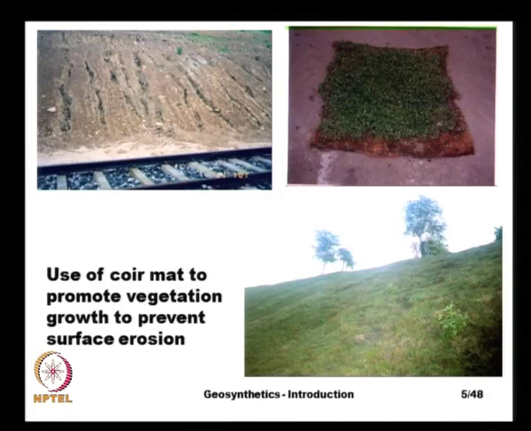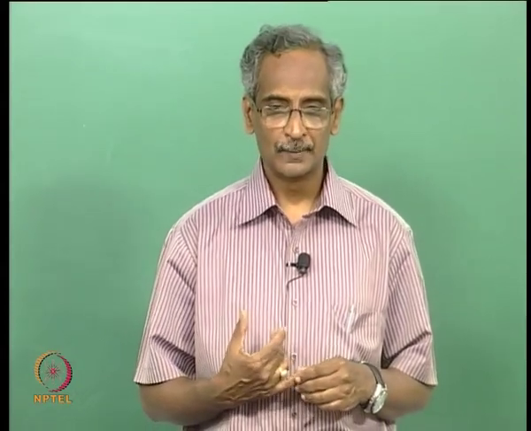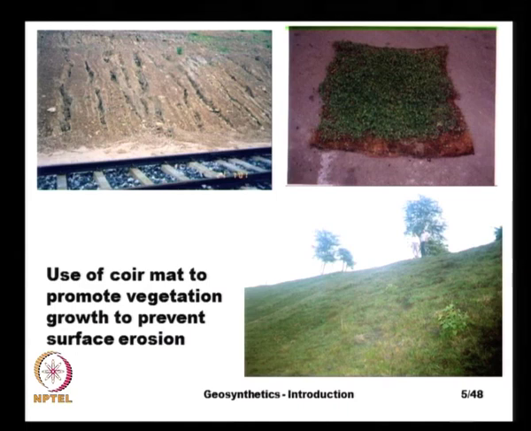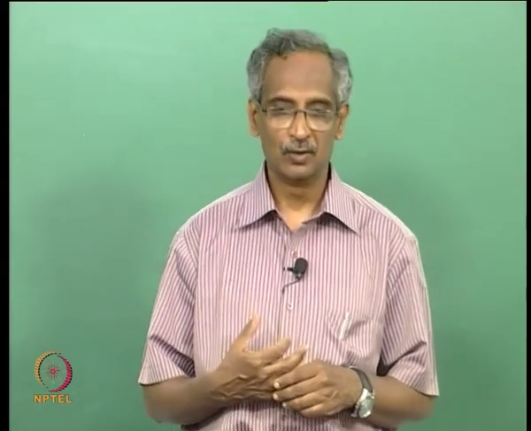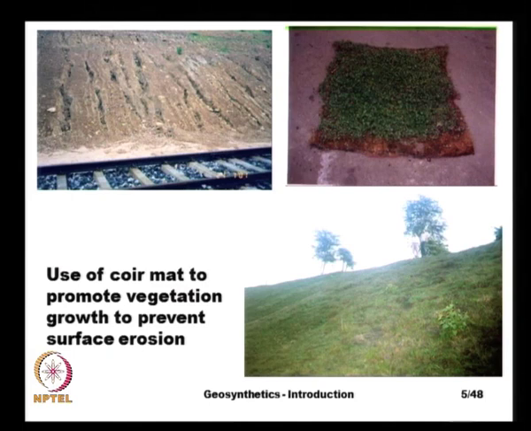Well, let me show you some of the typical applications that could be done with geosynthetics. And in this slide, we see the application of a coir mat. Now, first showing the application of a natural material, because coir is very widely used in India, and probably India is the leading producer of coir geotextiles in the world. At the top of the slide on the left hand side, you see a typical railway embankment that is subjected to severe erosion because of the rainwater flow and the gully formation.